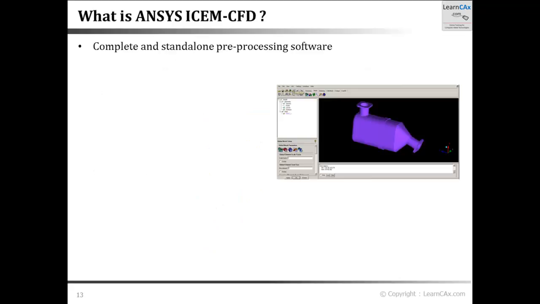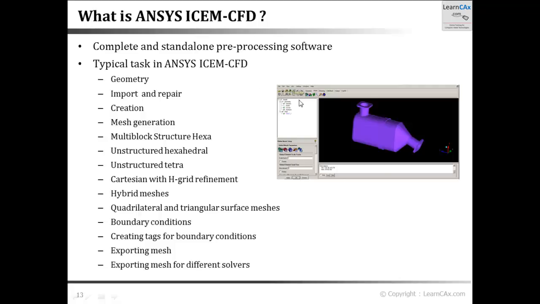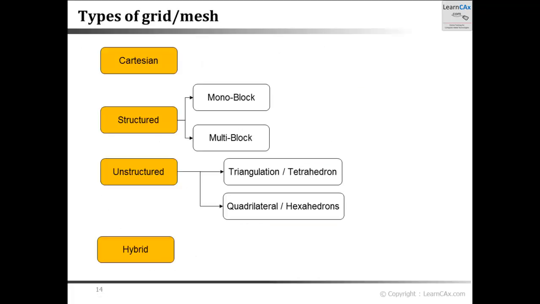A glimpse of the Ansys ICEM CFD software, which is actually a complete and standalone pre-processing software. You can do CAD model creation, CAD repair, as well as mesh generation within this entire standalone software. Typical tasks that a CFD engineer performs in this are geometry creation, import, repair, and mesh generation. Various types of meshing techniques like multi-block, unstructured, structured, Cartesian, hybrid, etc. are available within this single software. You give the boundary conditions and then export the mesh to the solver. The solver can be Ansys Fluent or Ansys CFX.